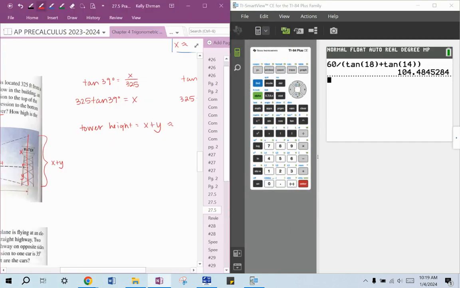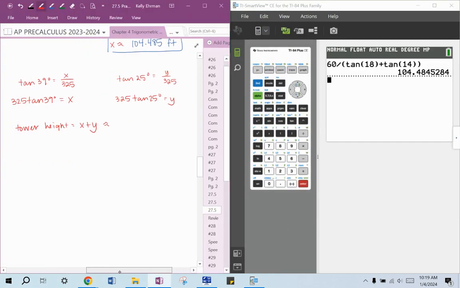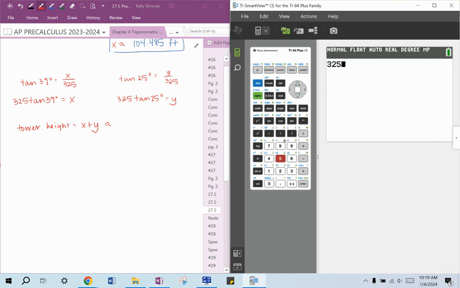You can do this on the AP test, by the way. As long as you've defined exactly what x is and exactly what y is, you can just say x plus y without having to write this all again. If you're not sure, then write it all out. But as long as you're clear in your work, you can save yourself a little bit of writing.